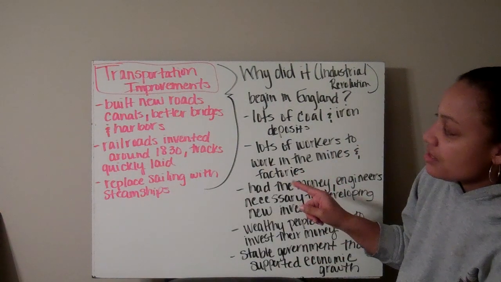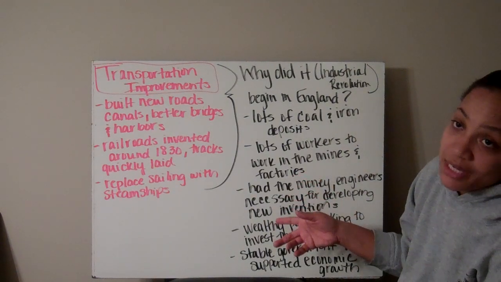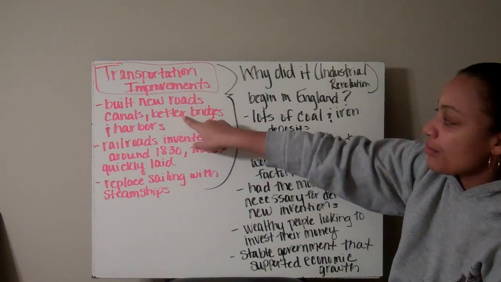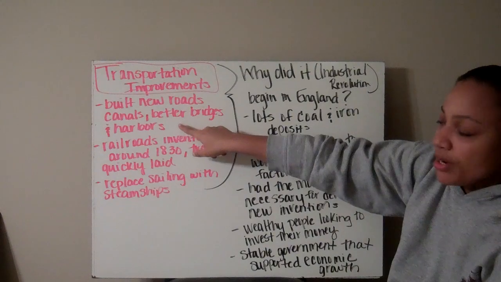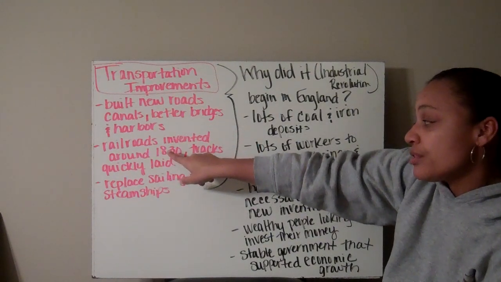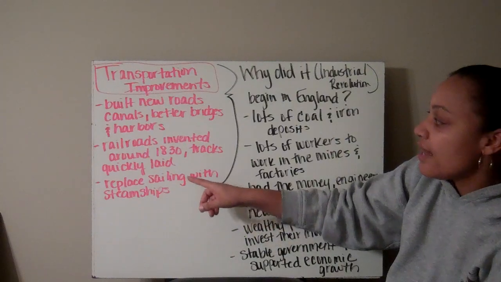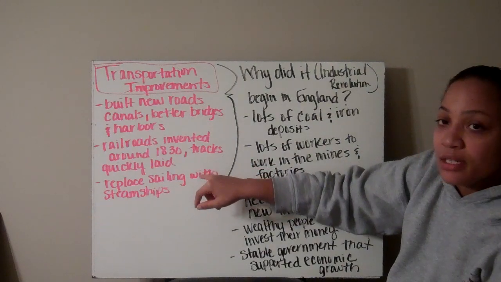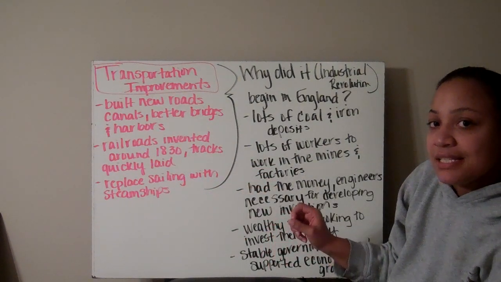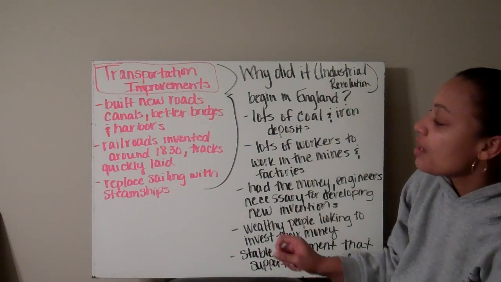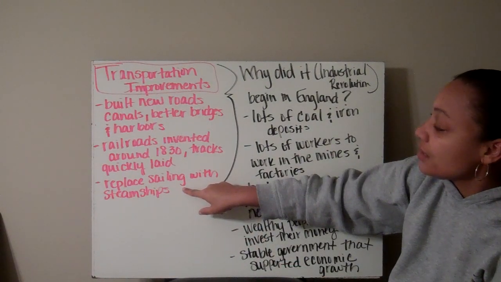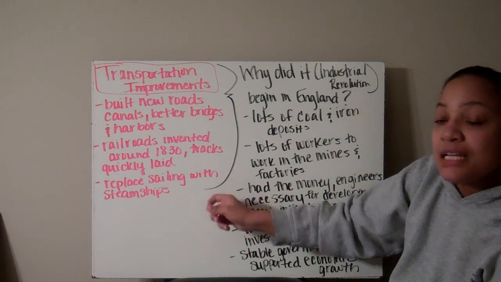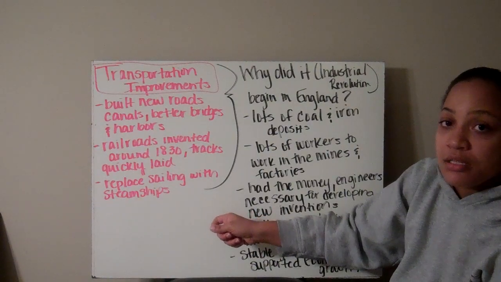Besides the new inventions, you're going to have improvements in transportation, which is going to be a result of the inventions. New roads are going to be built, canals, better bridges and harbors, which is going to help with trade. The railroads are going to be invented around the 1830s, and again, this is coal having an impact because it's going to power these trains to run. So train tracks are going to be laid quickly, which is going to decrease the time needed to travel. It's going to replace sailing ships with steamships, which decreases the time needed to transport products.